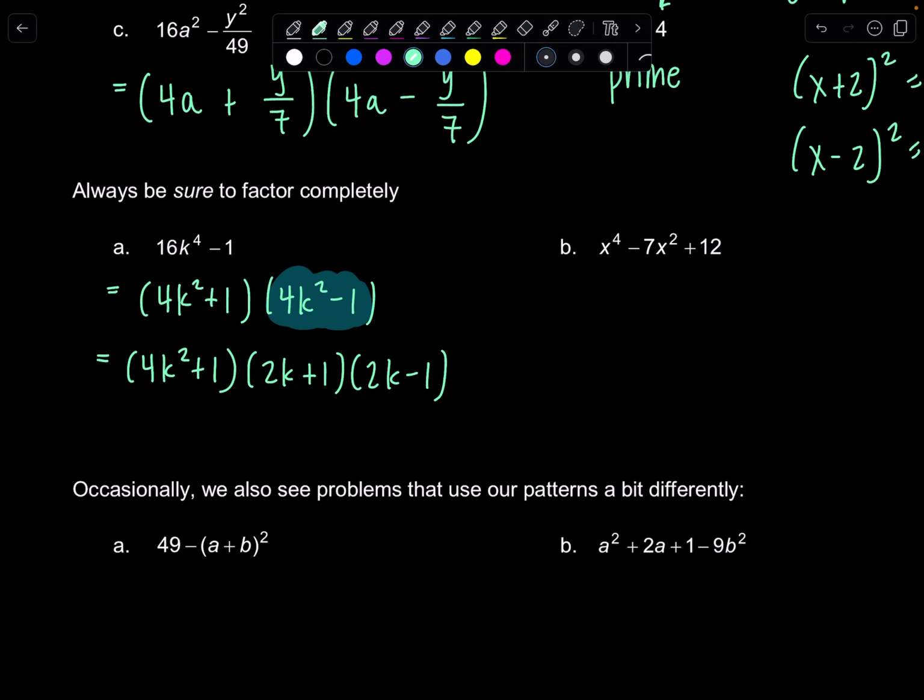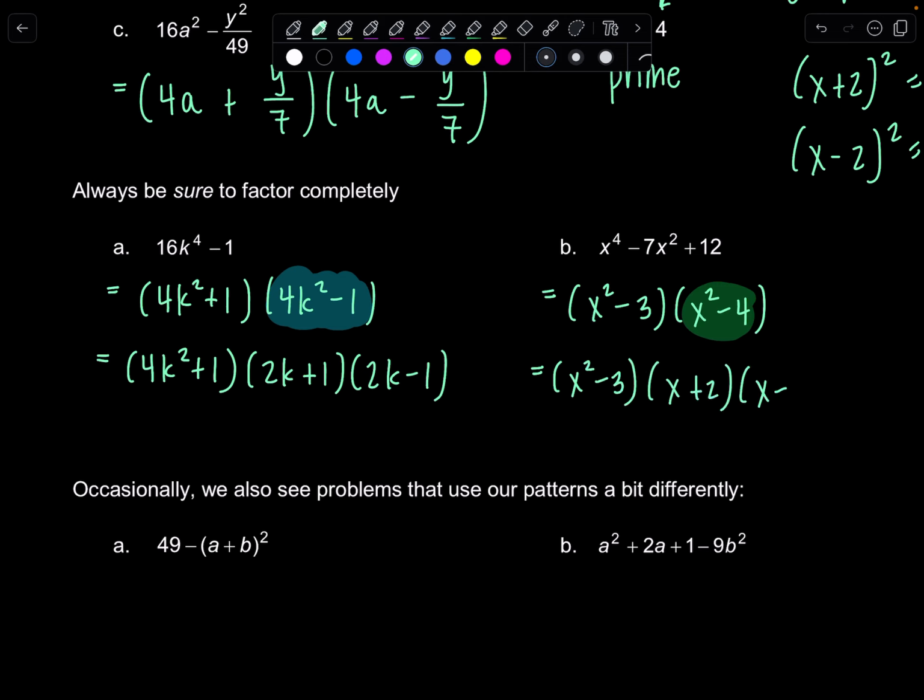Good. What about x to the 4th minus 7x squared plus 12? Again, this factors into x squared. Think of two numbers that multiply to 12 and add to negative 7. So x squared minus 3 and x squared minus 4. But we're not done, because x squared minus 4 is a difference of squares, yes? I know, so we've got x squared minus 3 times x plus 2, x minus 2. Now it's factored completely.